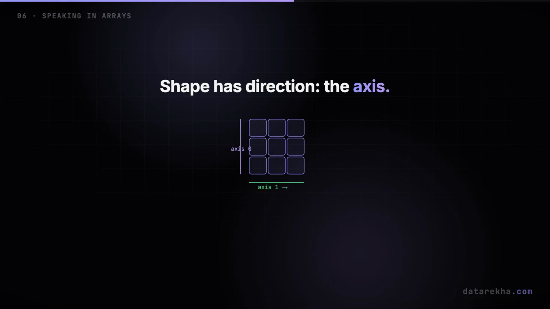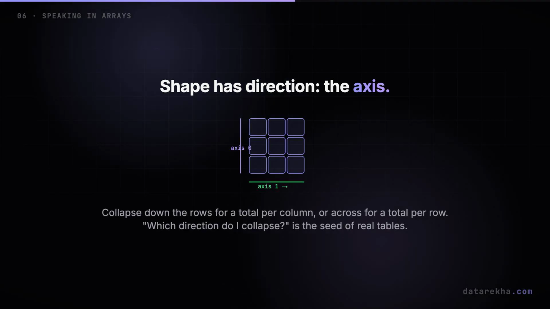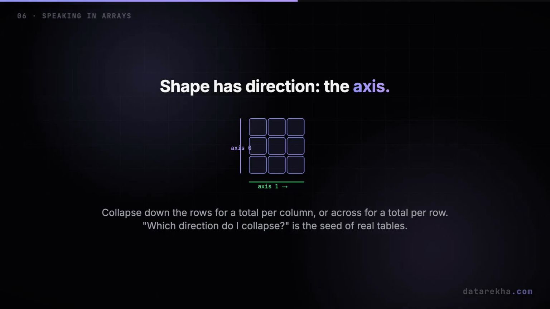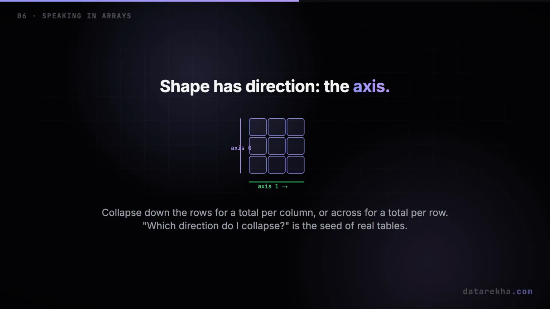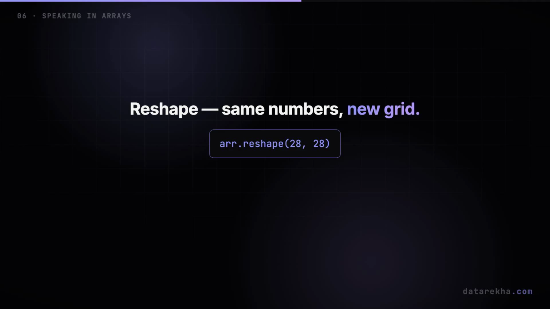Last piece. Arrays have shape, and operations have direction. A two-dimensional array is a grid, rows and columns. When you sum it, you choose an axis. Collapse down the rows to get a total per column, or across the columns to get a total per row. That one idea, which direction do I collapse, is the seed of the next chapter, where the grid becomes a real table of data.